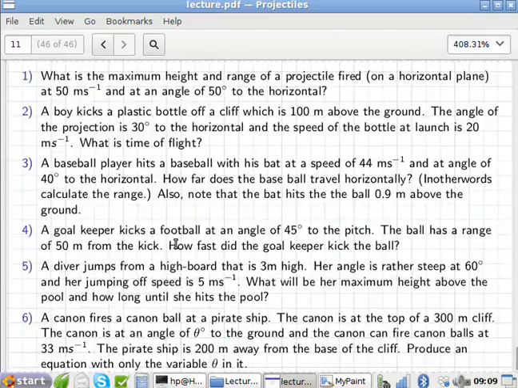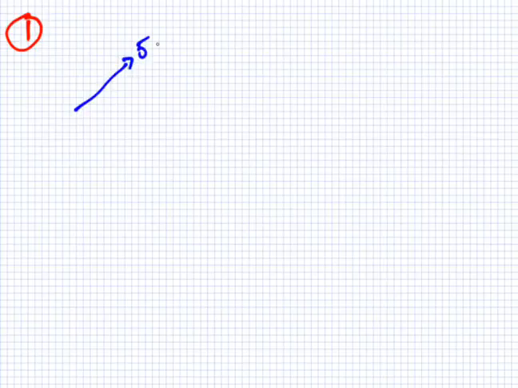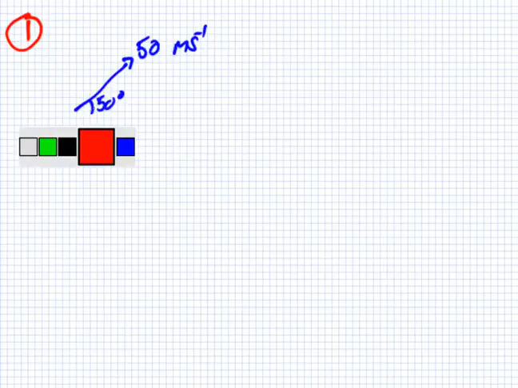Right, the first one. What is the maximum height and range of a projectile fired at 50 meters per second at 50 degrees? Okay, so in the first one here, I also have one question to do from the last one too, I'll do that as well. It's fired here at 50 meters per second, at an angle of 50 degrees.